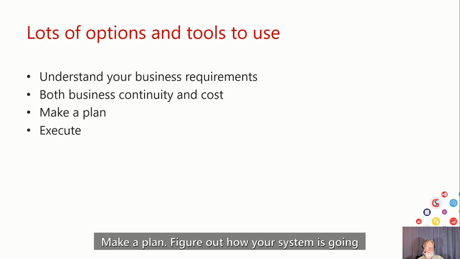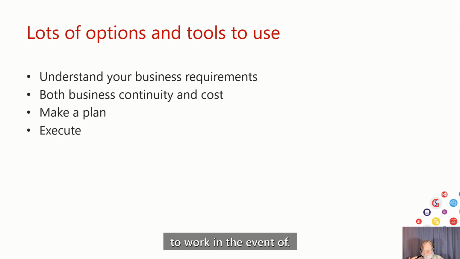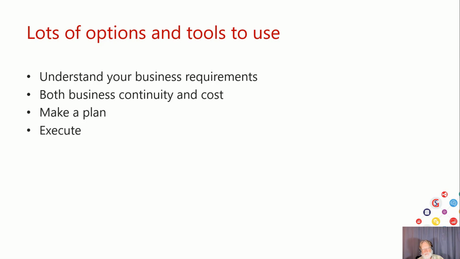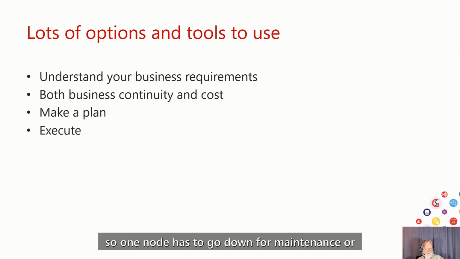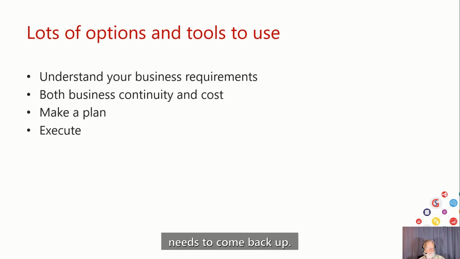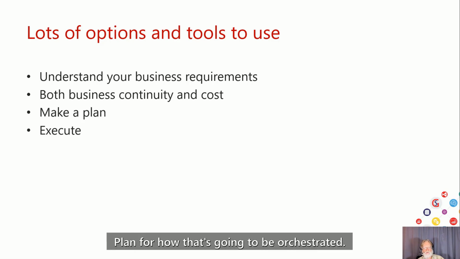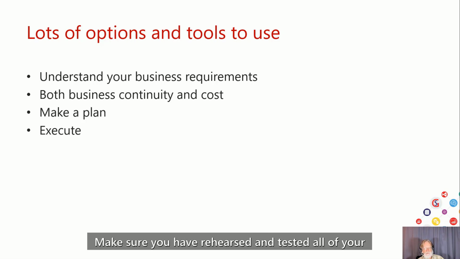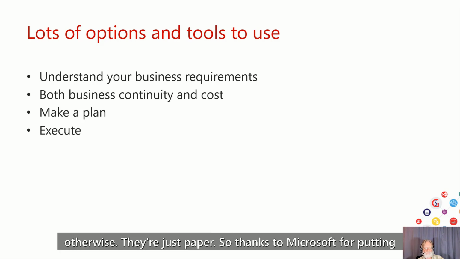Make a plan. Figure out how your system's going to work in the event of a disaster. Figure out what's going to happen in the event of a HA outage. So one node has to go down for maintenance, or you have a rolling upgrade, or one node just crashes and needs to come back up. Plan for how that's going to be orchestrated. Execute the plan. Rehearse. Practice that plan. That's critical. Make sure you have rehearsed and tested all of your plans. Otherwise, they're just paper.